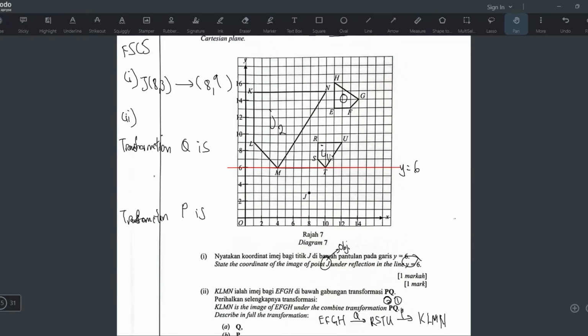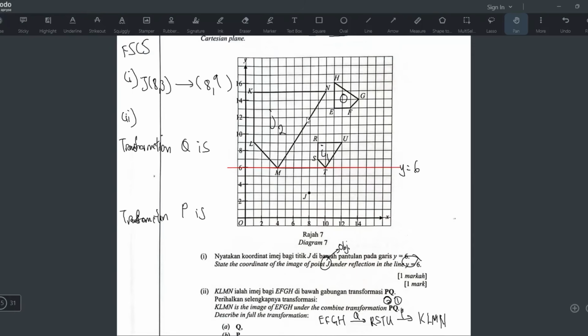So from EFGH to RSTU, is it possible if it's enlargement? No. Okay, no, because the size is the same. Kalau enlargement, the size will be different one. So I know it's not enlargement. So that leaves us with translation, reflection, rotation.